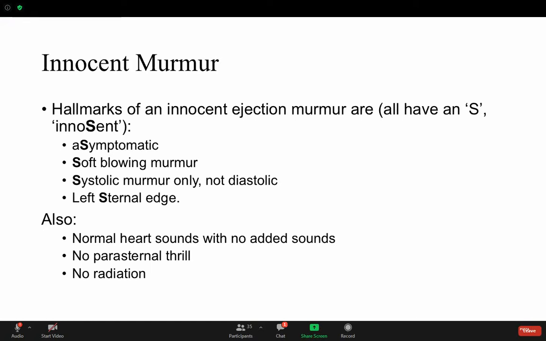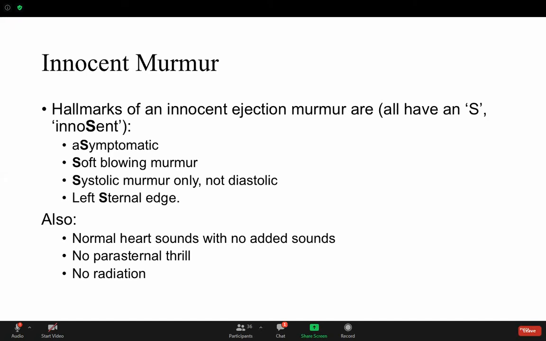The most important thing to say this is an innocent murmur is that the patient has to be asymptomatic. Okay, the child has to be asymptomatic. The quality is soft. And it's usually systolic, not diastolic. If you hear a diastolic murmur, it's always abnormal. And usually you would hear it at the left sternal edge. If you hear a soft systolic murmur at the left sternal edge and the baby is asymptomatic, think, is this just an innocent murmur?